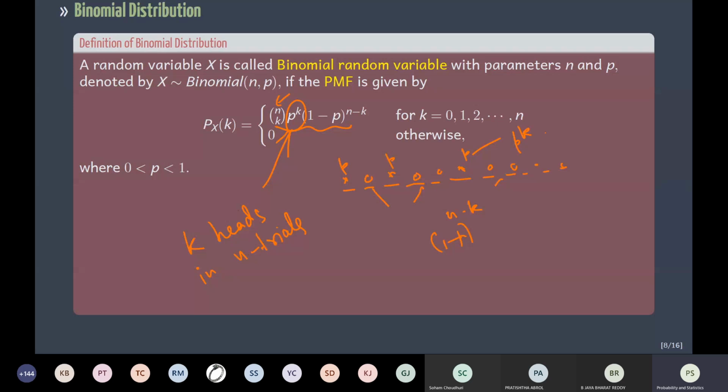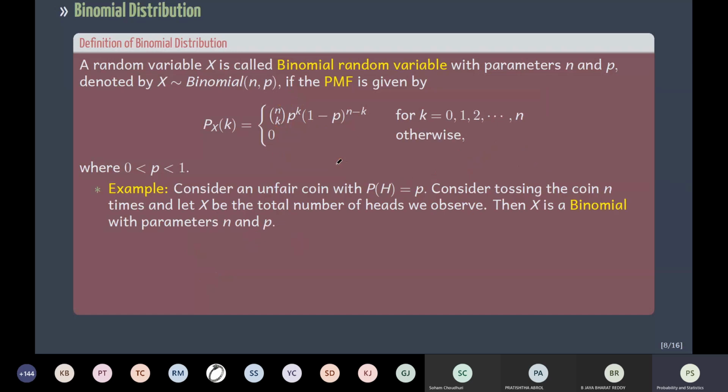Okay. So this again corresponds to events that have only two outcomes, like heads or tails. So the PMF for this is given by this. This is also something we are familiar with. So consider an unfair coin. Consider tossing the coin n times and let x be the total number of heads we observe. Then x is binomial with parameters n and p. Okay, so p is the probability of heads, let us say.